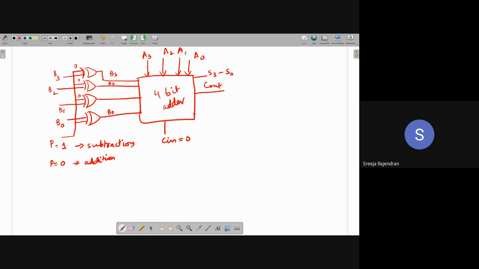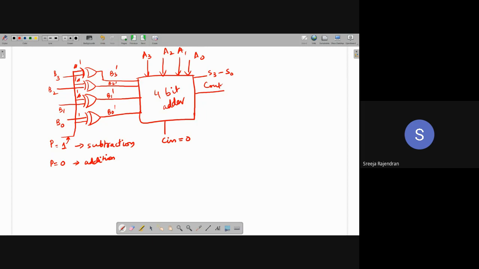Now if P is equal to 1, what happens? P equal to 1 means I will complement it, right? The moment P becomes 1, all of these become 1. So this becomes B3 bar, B2 bar, B1 bar, and B0 bar. So I got the complement. Now I am adding A3, A2, A1, and A0 with the complement. Now I said I have one more condition in 1's complement: if I have a carry out, I need to add it back.